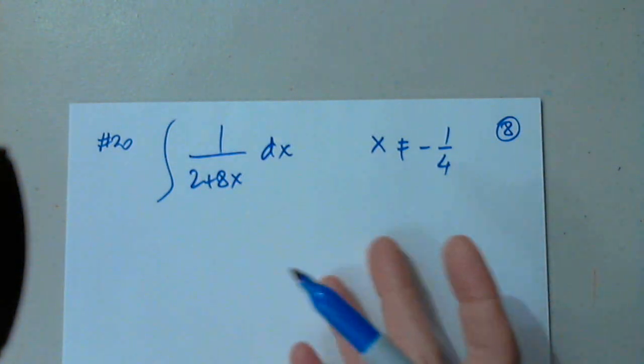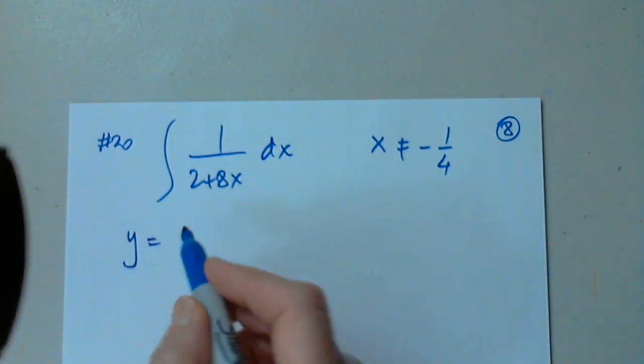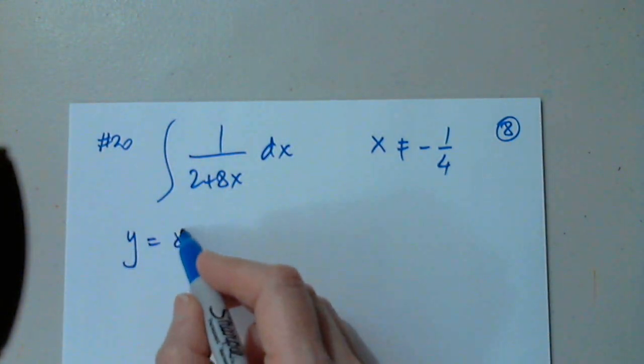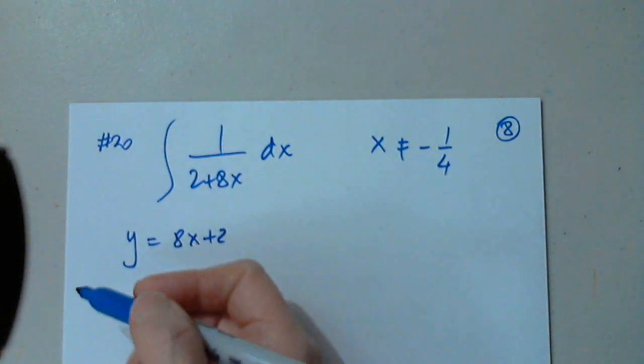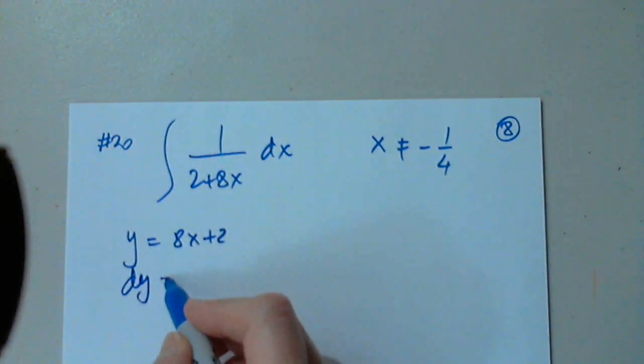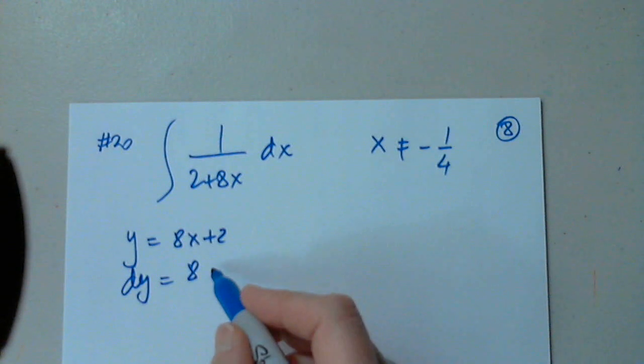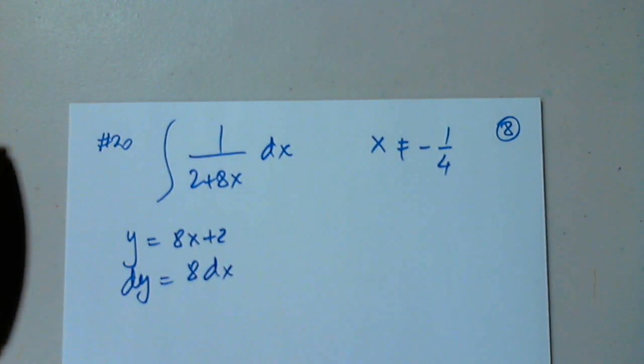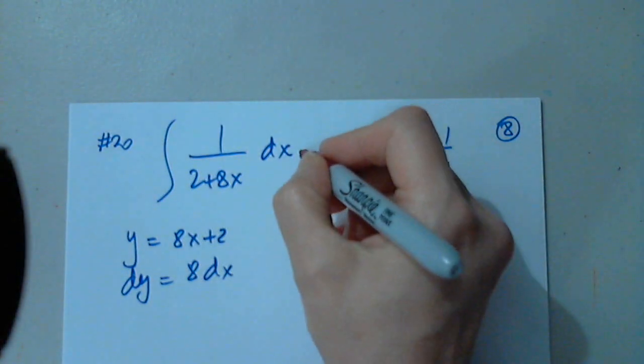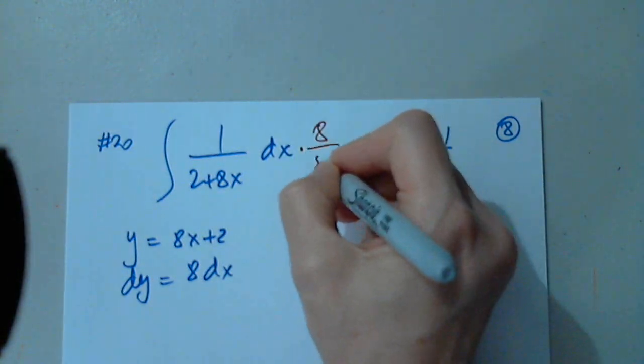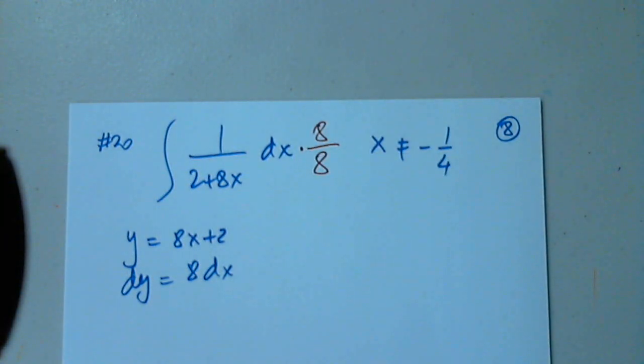Good. So the steps are exactly the same. I will denote 8x plus 2 by y. Let this be y. You will say, of course, 8 dx. But now there is a problem, right? I don't have that 8. Oh, that's not a problem, because I can multiply by 8 and divide by 8. That's 1. I'm not changing anything. There is no problem there.